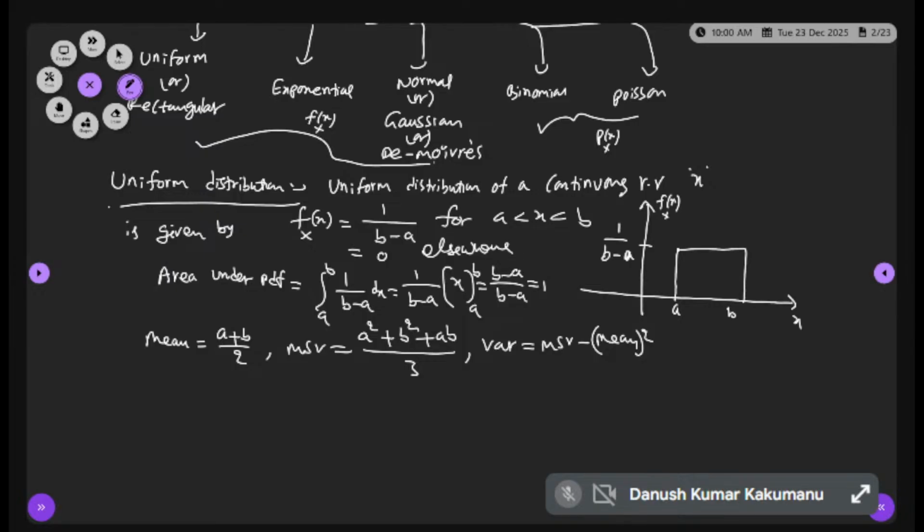Anybody answer? Mean squared value minus mean whole squared. We'll see how many of you respond. Some of you are saying AB by 4 something. Any other answers? You tell me your answers, wrong or right, no problem.